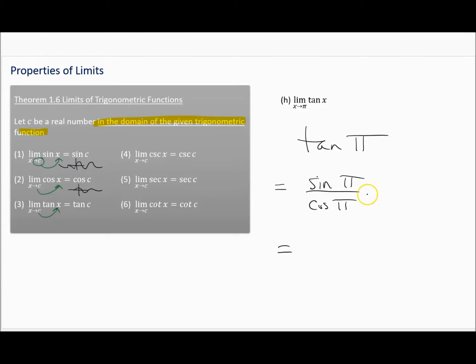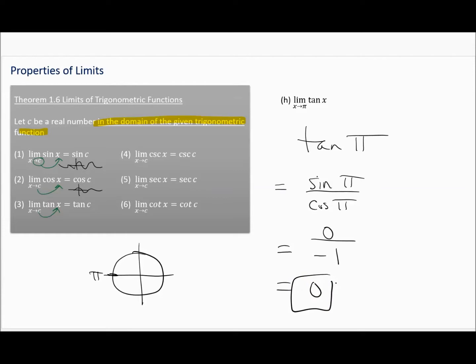And we know that the sine of pi, if it helps, remember your unit circle. Your pi lives right over here. Sine is the y value right over here. Y value is 0. Over the cosine of pi, the x value right over there is negative 1. Or you could use your calculator. 0 divided by negative 1 is 0. Remember, if you use your calculator, you need to be in radian mode. These are radians, not degrees.